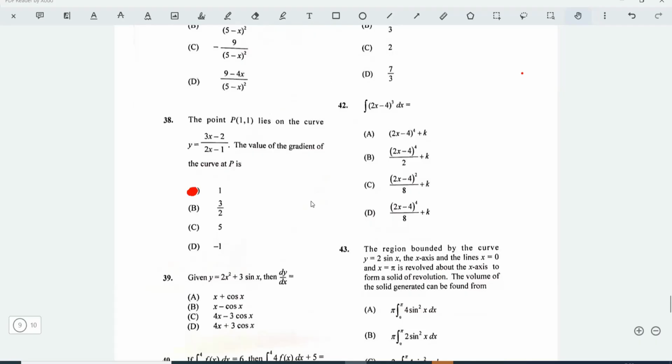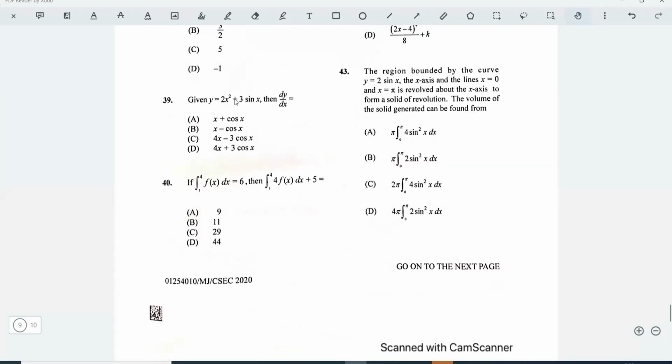Now it says, given that y equals 2x cubed plus 3 sine x, what's dy by dx? When you differentiate 2x squared, you get 4x. When you differentiate sine, you get cos. So that's 4x plus 3 cos x. Easy.